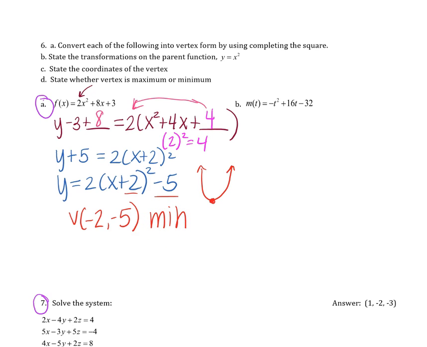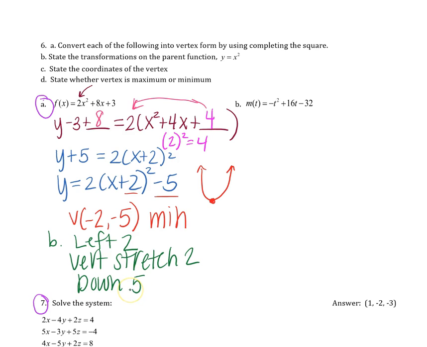All right, now we'll do the transformations. So this is actually the B part. Transformations that took place, it looks like I moved to the left 2. I had a vertical stretch of 2. And then I moved down 5. So whenever you're stating transformations, just make sure you're always taking care of the up and down last. The rest of it can really go in any order. Okay.